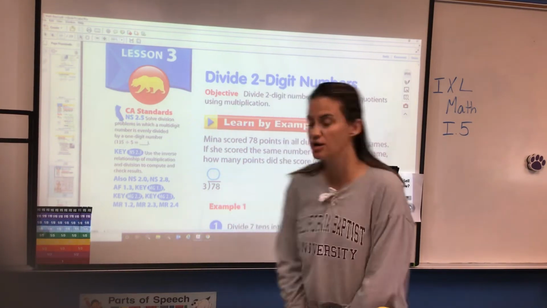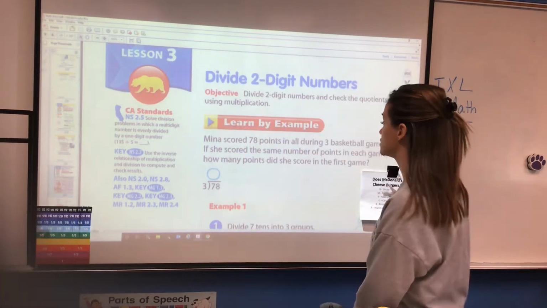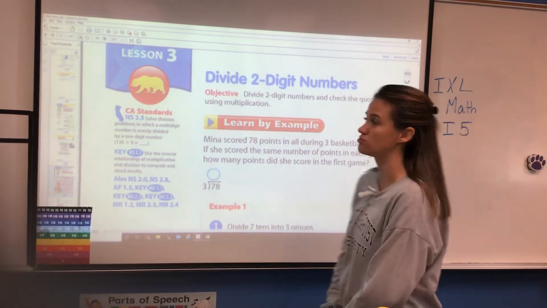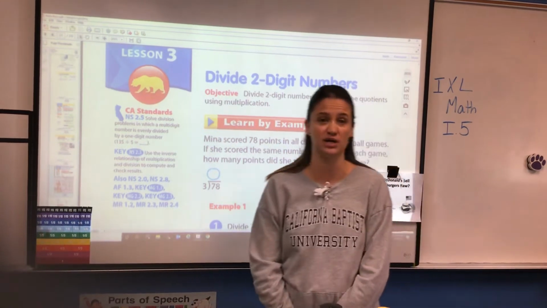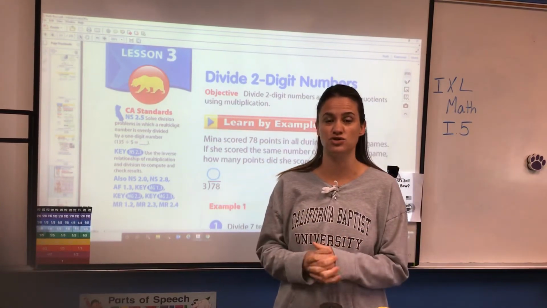Today the objective would be divide two-digit numbers and check the quotients using multiplication. We've talked about how to check your answers, but now we're actually going to use it.